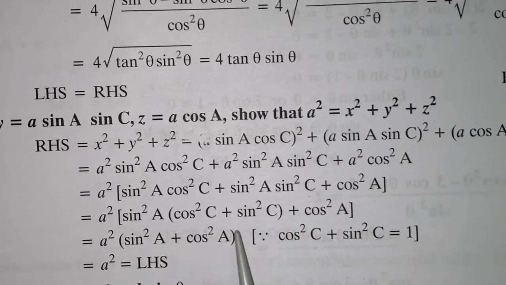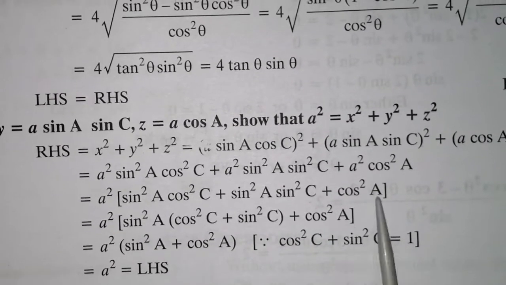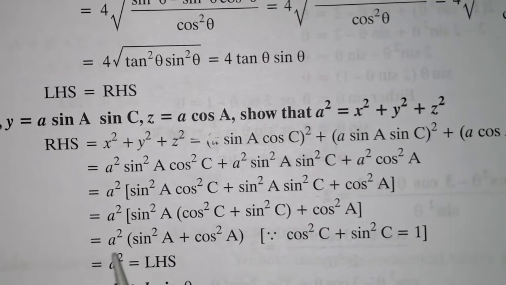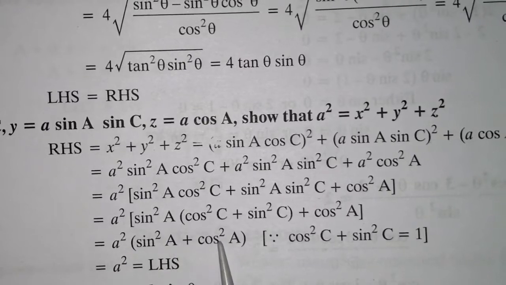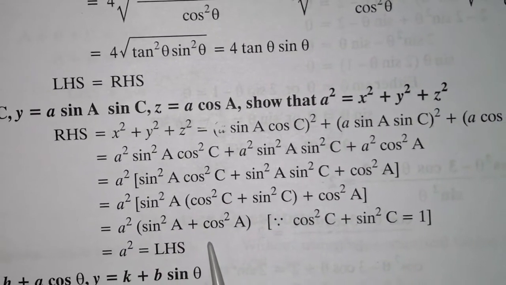Sine square a. So we have into (cos square c plus sine square c), that will be 1, plus cos square a as it is. So now because this is 1, I have a square into (sine square a plus cos square a). Again this is 1. So we get this is equal to a square. That is equal to the left hand side.